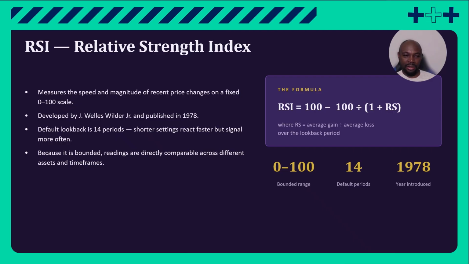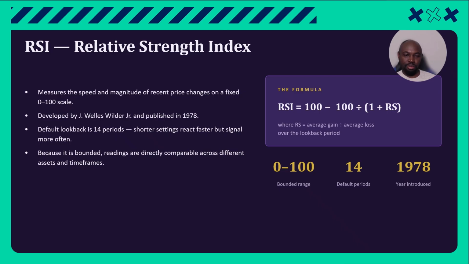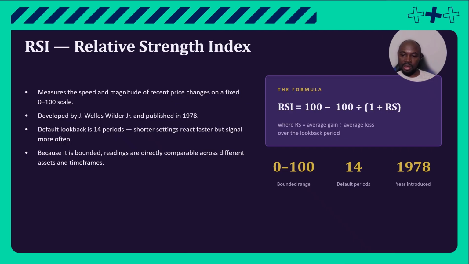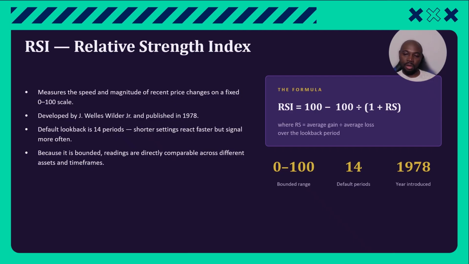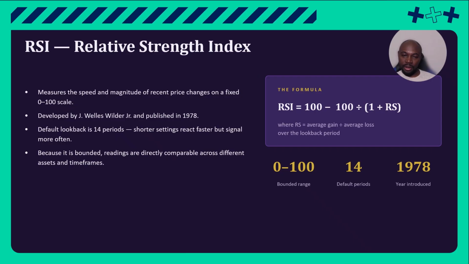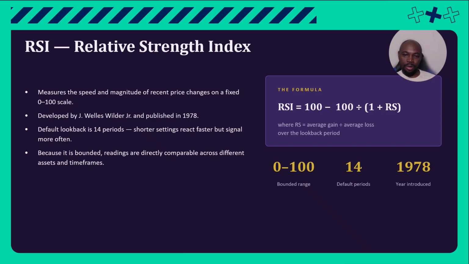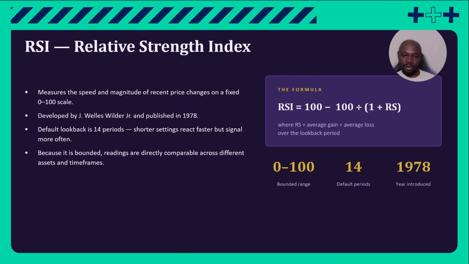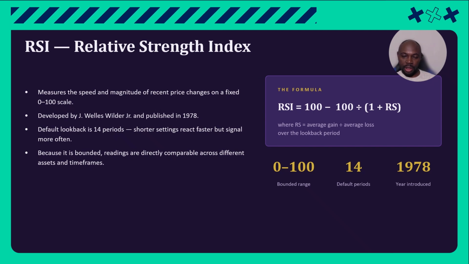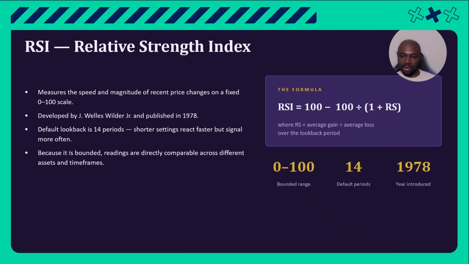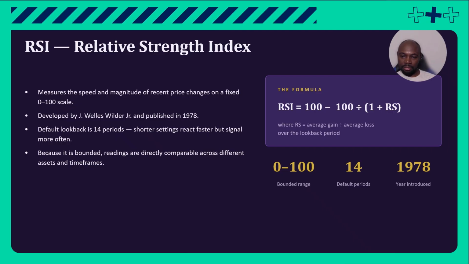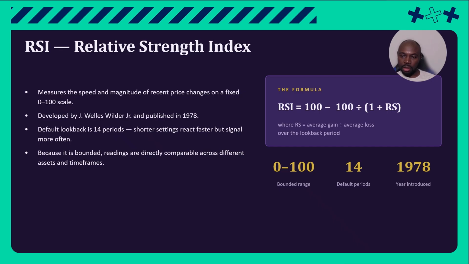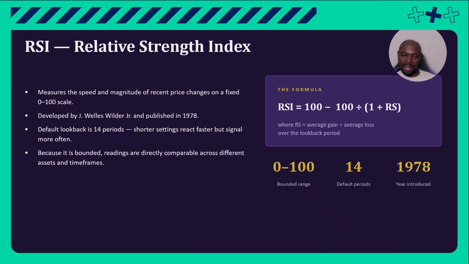So the relative strength index measures the speed and the magnitude of recent price changes on a fixed 0 to 100 scale. RS, relative strength, is the ratio of average gain to average loss over the look-back period. So RSI is equal to 100 minus 100 divided by 1 plus the relative strength, where relative strength is average gain divided by average loss over a look-back period. This was introduced in 1978. Because it's bounded, a reading of 68 means something comparable whether you're looking at a currency pair or a small cap stock. So that's it for relative strength index.